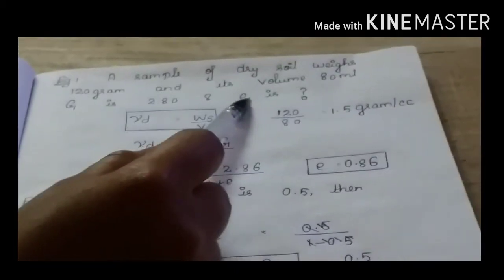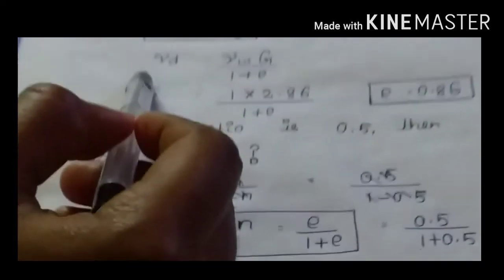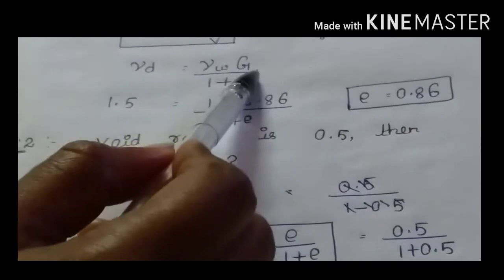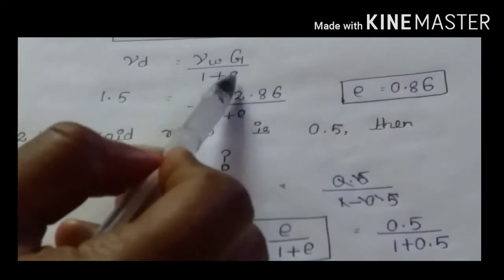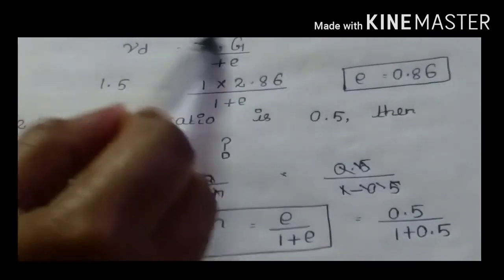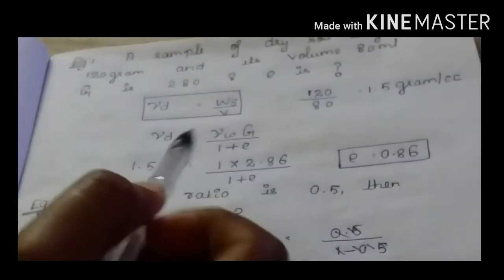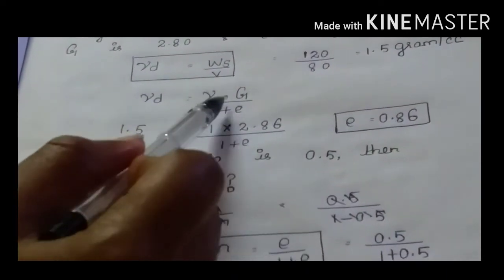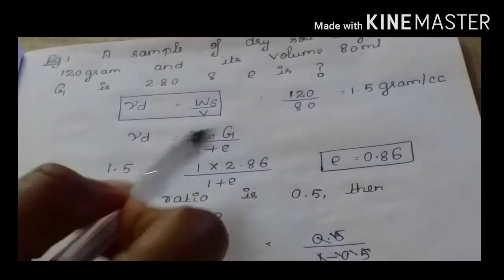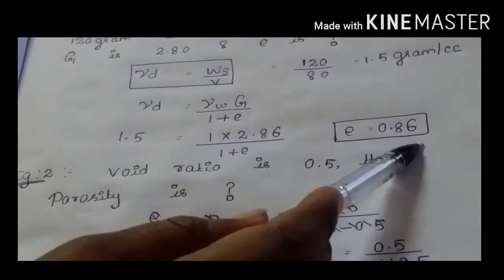Now they ask the void ratio. It is a relation which is already given. Using that relation, gamma d is equal to gamma W G divided by (1 plus e). Here all is known, only the unknown is e. Therefore we use this relation to find void ratio. Gamma d we have found. Gamma W, unit weight of water, we already know is 1 gram per cc. G, specific gravity, they have given. By substituting the values we get e is equal to 0.86.